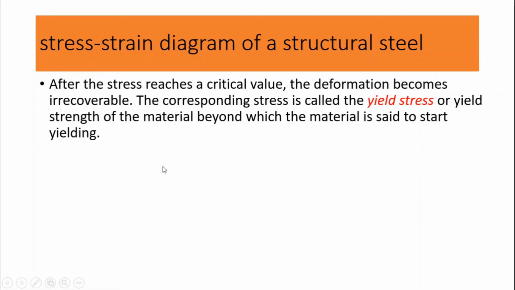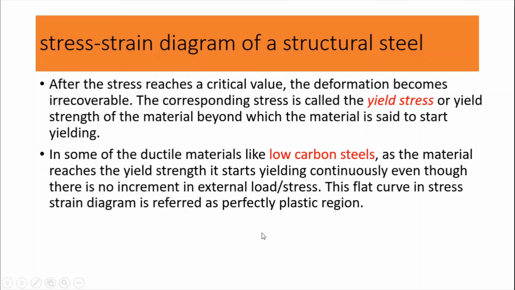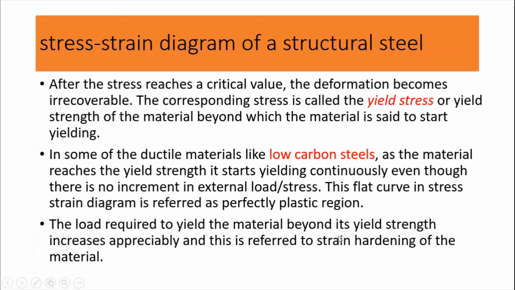to start yielding. In some of the ductile metals like low carbon steel, as the material reaches the yield strength, it starts yielding continuously even though there is no increment in external loads or stress. This flat curve in the stress diagram is referred to as a perfectly plastic region. So in some materials we are getting a straight line after the yield point stress, showing the perfectly plastic region. The load required to yield the material beyond its yield strength increases appreciably, and this is referred to as strain hardening of the material.